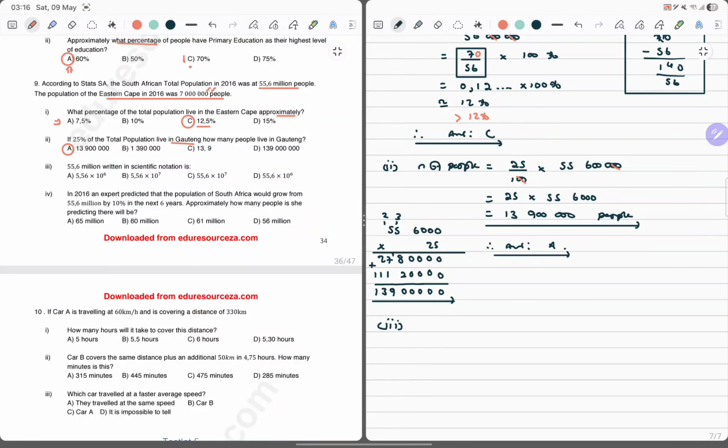Okay, in 2016, an expert predicted that the population of South Africa would grow. 55 million written in scientific notation is... 55.6 million.